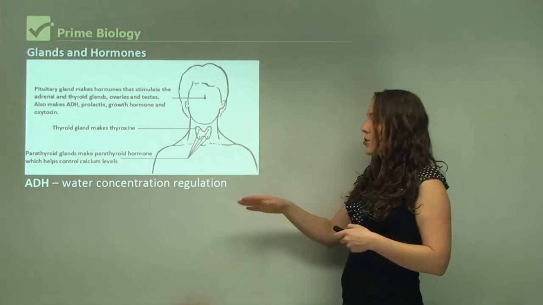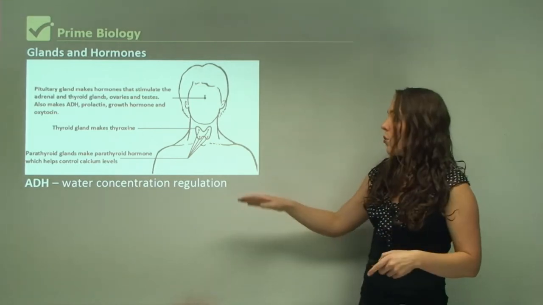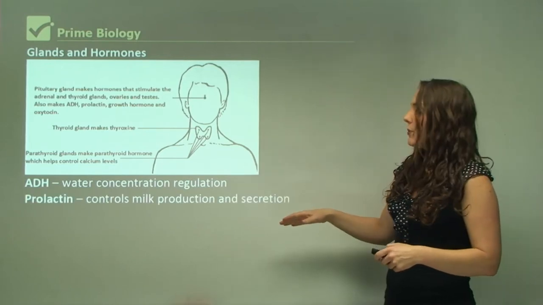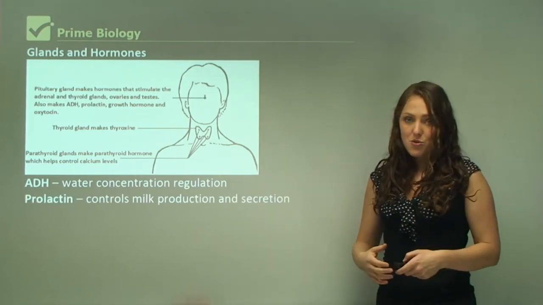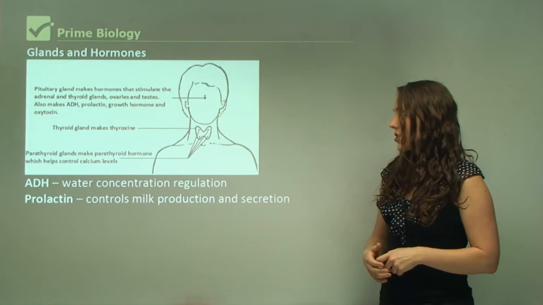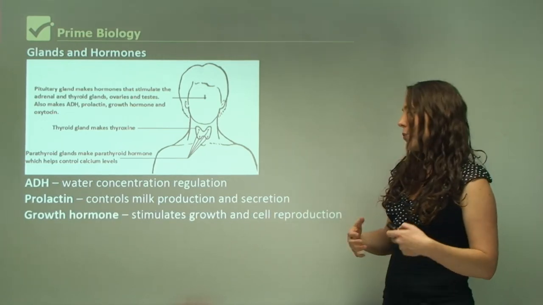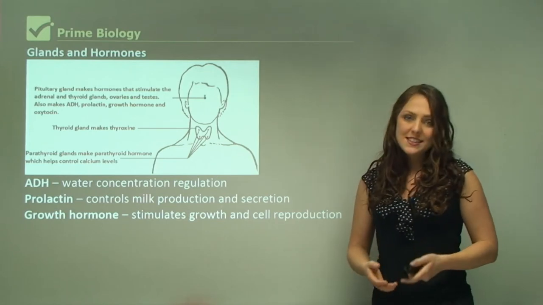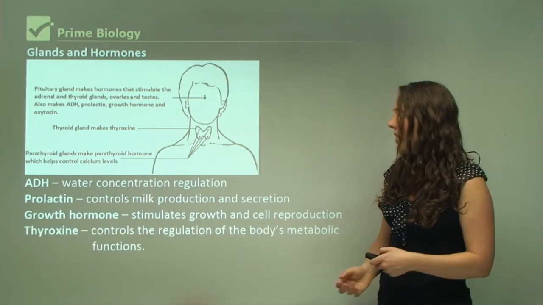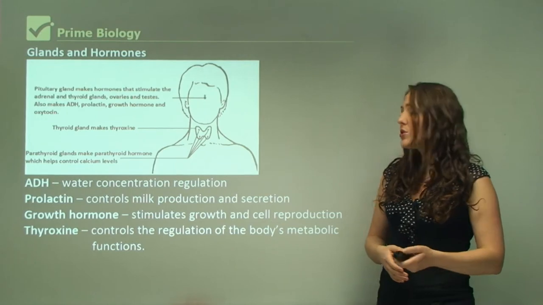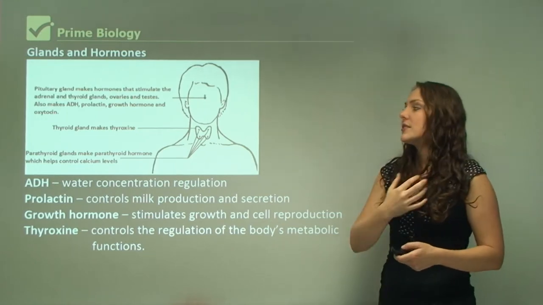Anti-diuretic hormone regulates water concentration. There's prolactin, and that hormone controls milk production and secretion. We've got the growth hormone, and we know that it stimulates growth and cell reproduction. And thyroxine controls the regulation of the body's metabolic functions.